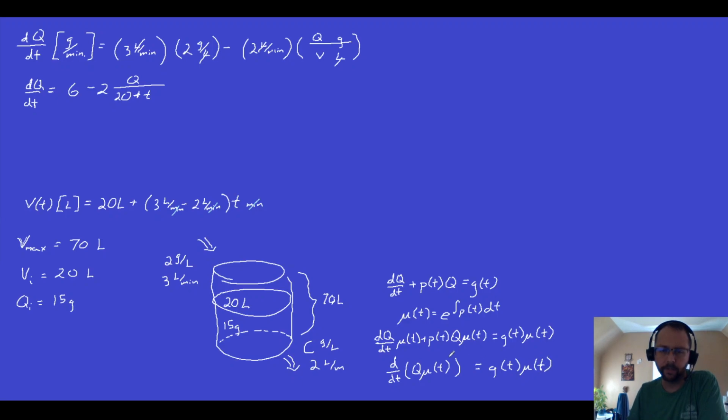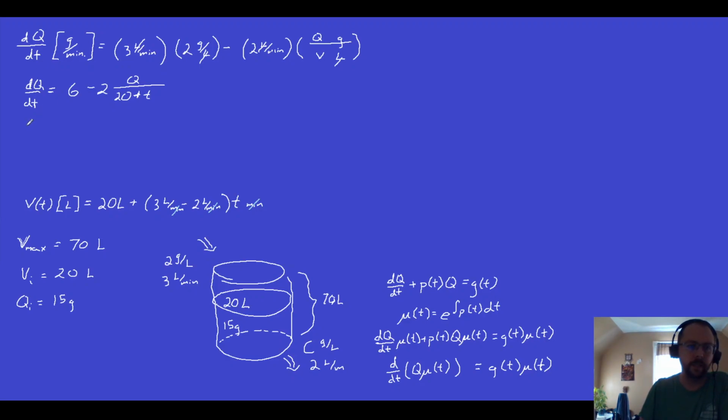I'll just finish writing it out. So if you take the derivative of this by the product rule, you see that the derivative of q is dq/dt times this without taking the derivative, mu of t. And then over here, the derivative of mu of t is equal to p of t times mu of t. And that's true because of how we defined mu of t. And then q will become not the derivative, just the regular q. So that's the end goal.